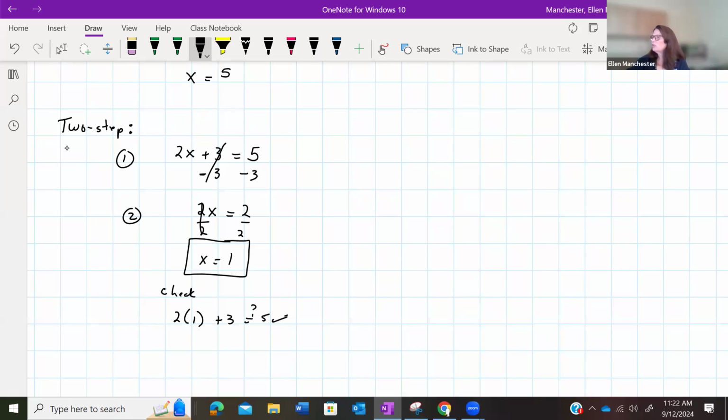All right, and again, you can do this mentally. I can plug this one in here. 2 times 1 is 2. 2 plus 3 does equal 5. I'm good to go. Okay, what about this one?